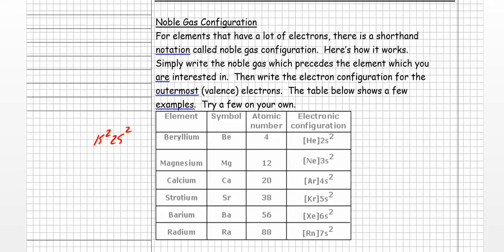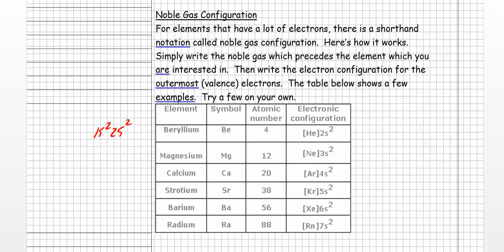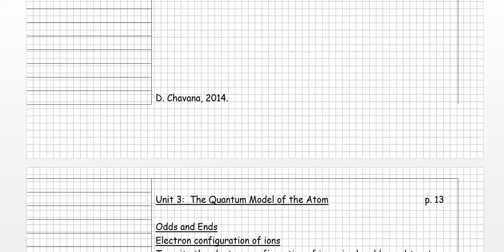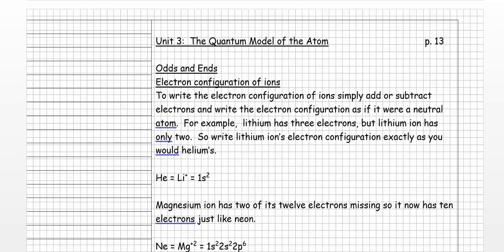Magnesium, the previous noble gas to magnesium is neon. So neon, we'll put in brackets, and then the last 2 electrons on the 3s energy level, so we'll say 3s2 after that. Calcium, the previous noble gas is argon. So we'll put argon in brackets, and then the valence electrons are on the 4s energy level, so that would be 4s2, and so forth. And that is what we call noble gas configuration.